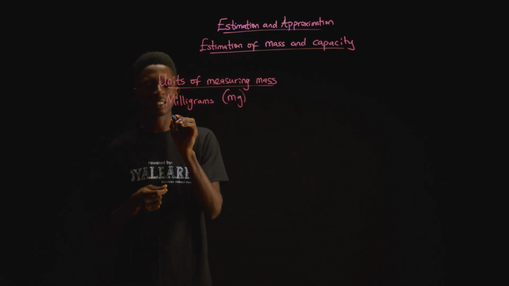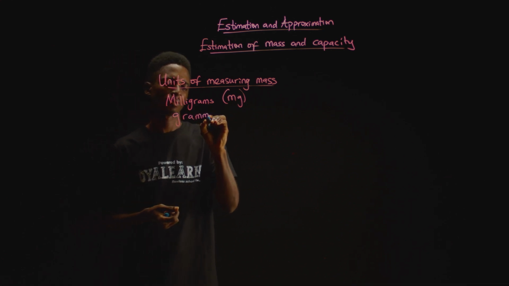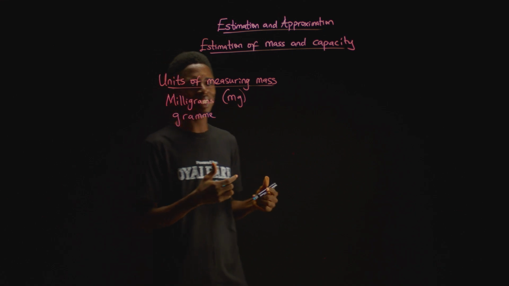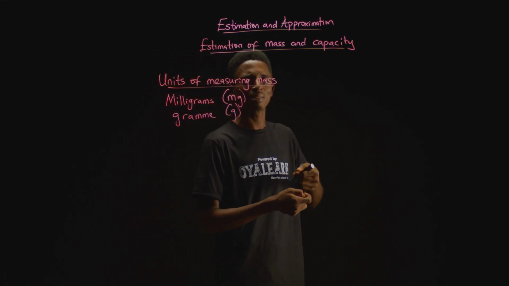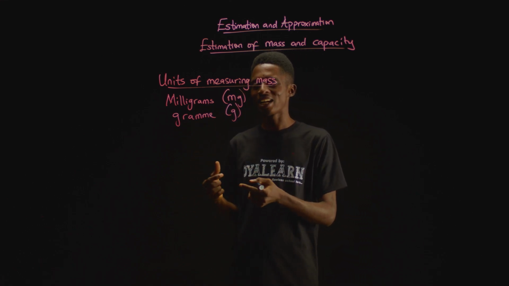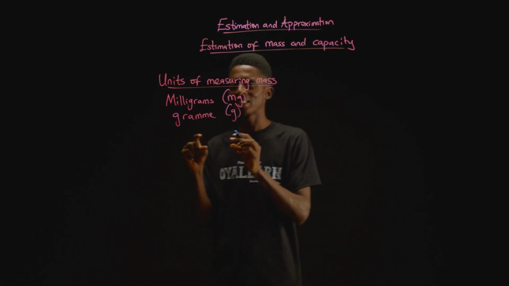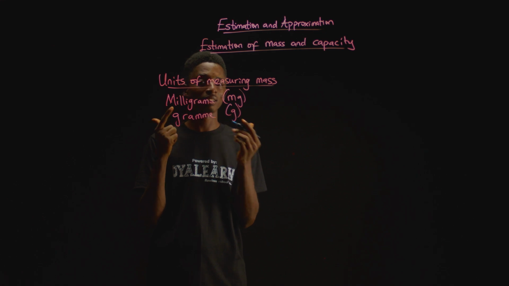Another unit is the gram. Now, objects that are often measured in grams are like your coin. A coin is measured in grams, amongst other objects around that size or weight. So you see that it is heavier than objects that are in milligrams, but it is still light.